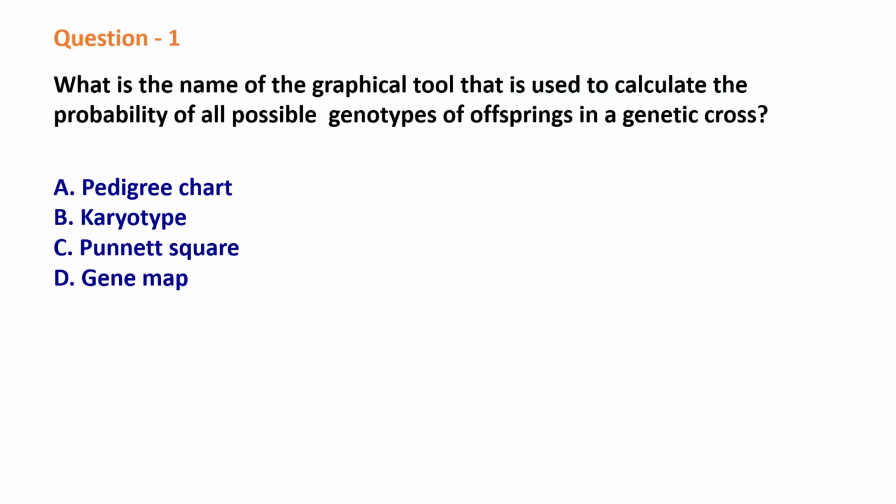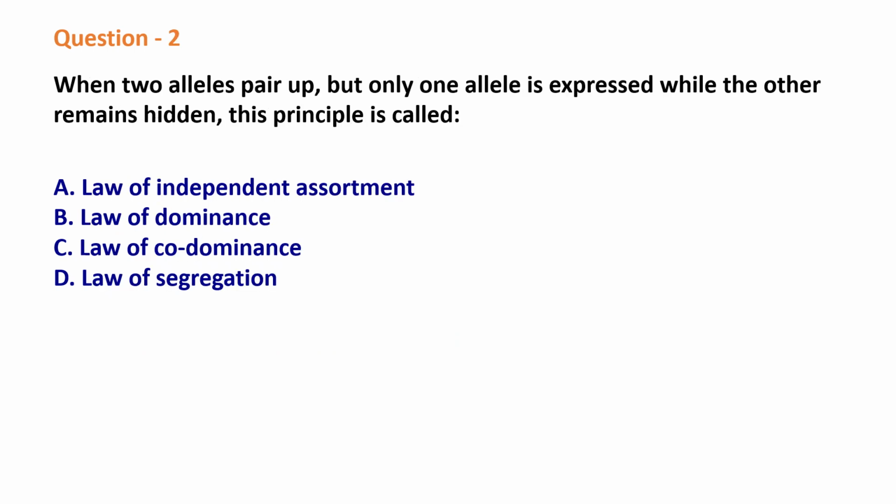Question 1. What is the name of the graphical tool that is used to calculate the probability of all possible genotypes of offsprings in a genetic cross? The options are pedigree chart, karyotype, Punnett square, gene map. The correct answer is Punnett square.